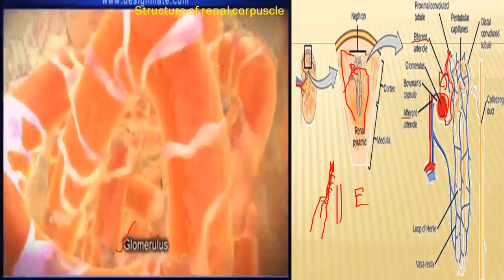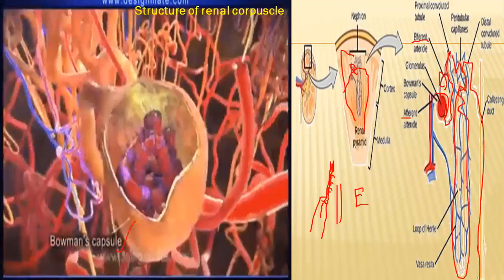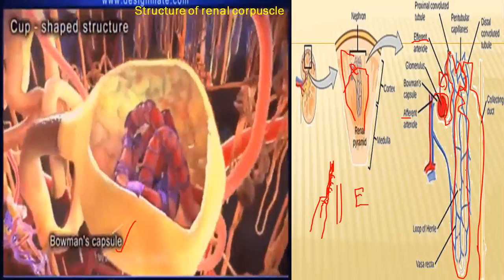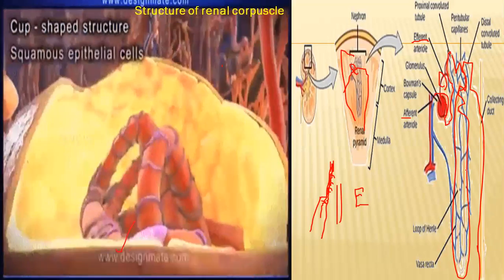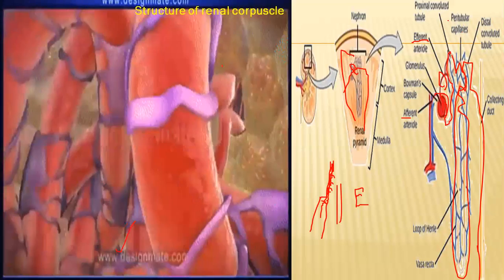Then it goes from the proximal convoluted tubule into the loop of Henle, a very long, thin U-shaped structure. Then it moves out into the distal convoluted tubule, then into the collecting duct, then down into the papillary duct, and then into the pelvis. So this is the route of urine formation.